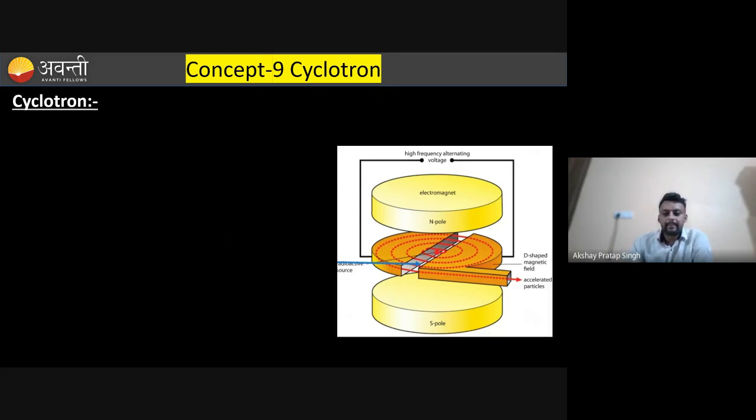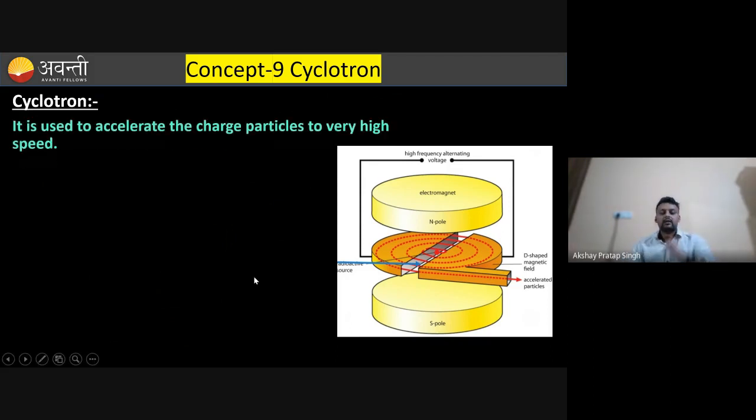Cyclotron. This is another device which is very important to understand what's happening here. First of all, what is a cyclotron? It is a device which is generally used to accelerate charged particles. The theoretical description you will understand in your classes when you get the classes in your respective JNVs. Now I am just telling you the basic conceptual points that you should know. One thing to be very clear, it is used to accelerate the charged particle.